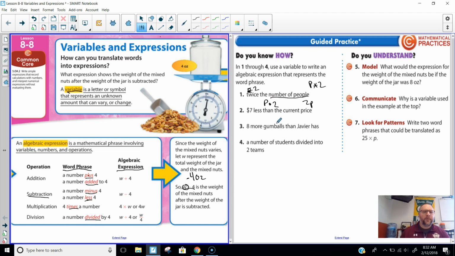Now let's make sure that we put these in the right order, because it does matter. It's not like multiplication or addition where if we put them in reverse order, we'll still get the same product or the same sum.